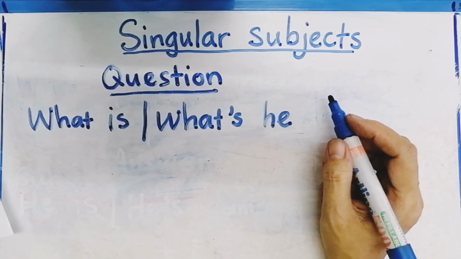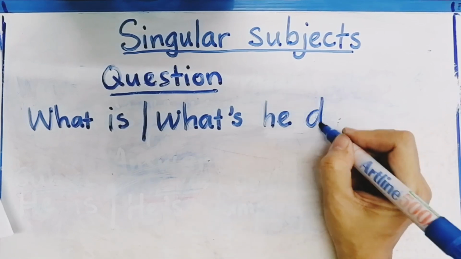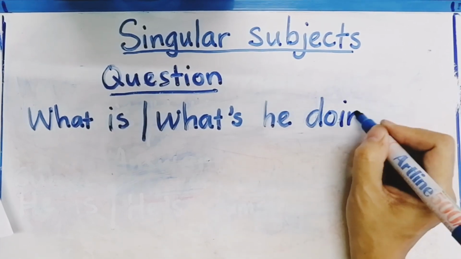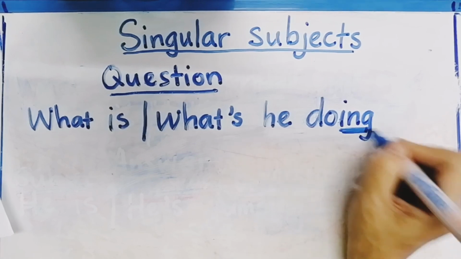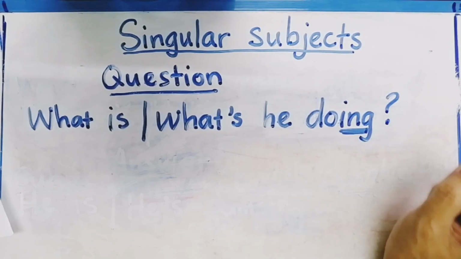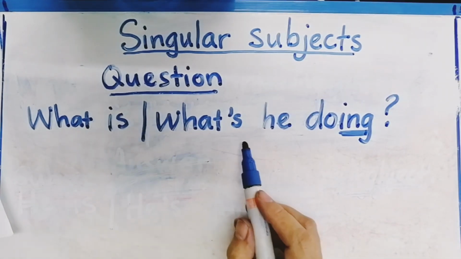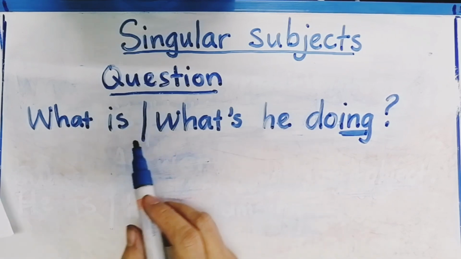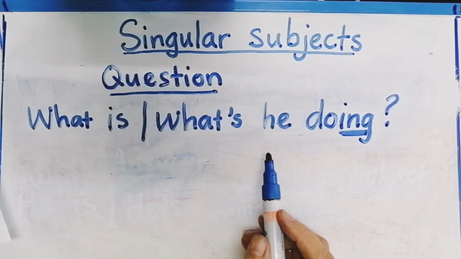And the verb with ing, do plus ing become doing. And don't forget the question mark. What is or what's he doing? Apakah yang dia sedang buat?